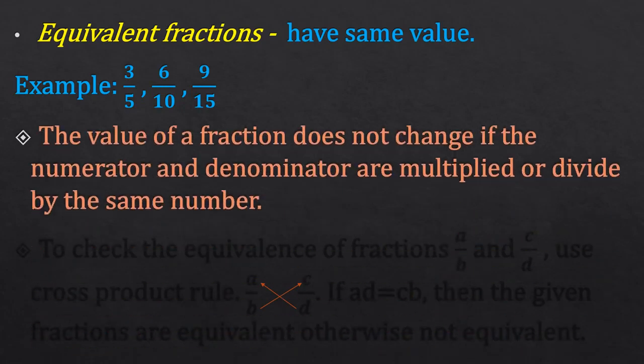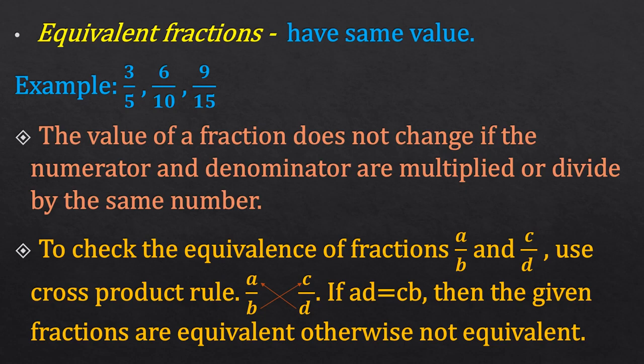Next is that the value of a fraction does not change if the numerator and denominator are multiplied or divided by the same number. Suppose one fraction is given to us, and you multiply its numerator and denominator by any number. Its value does not change. The fraction can look different, but it will be an equivalent fraction of the previous fraction. In the same way, we can divide it also by the same number.